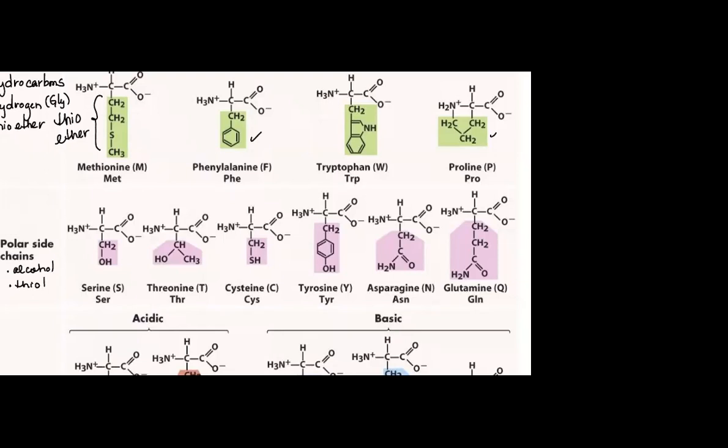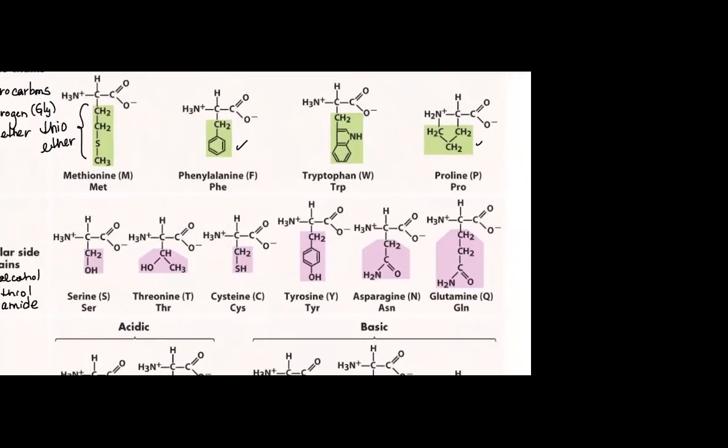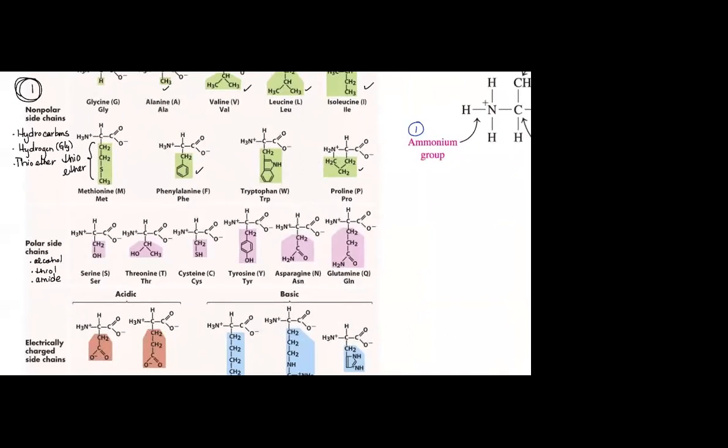What is the functional group that we see in asparagine and glutamine? Great, that's an amide. Again, I'm talking about the side chains. So again, the second family is going to be the ones that have polar side chains, and we can see the members there contain alcohols, thiols, and amides. Then out of the electronically charged side chains, we have the acidic ones.